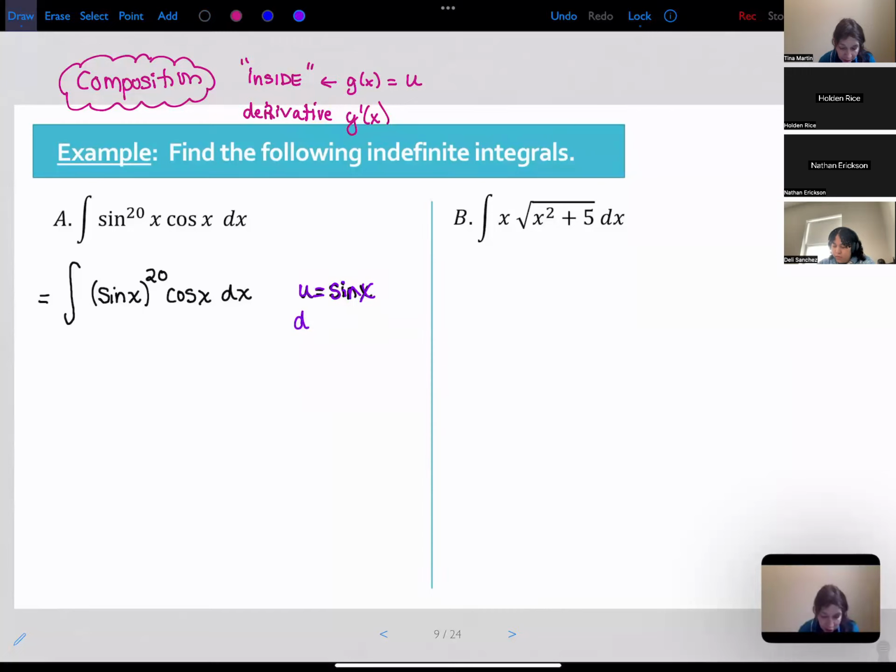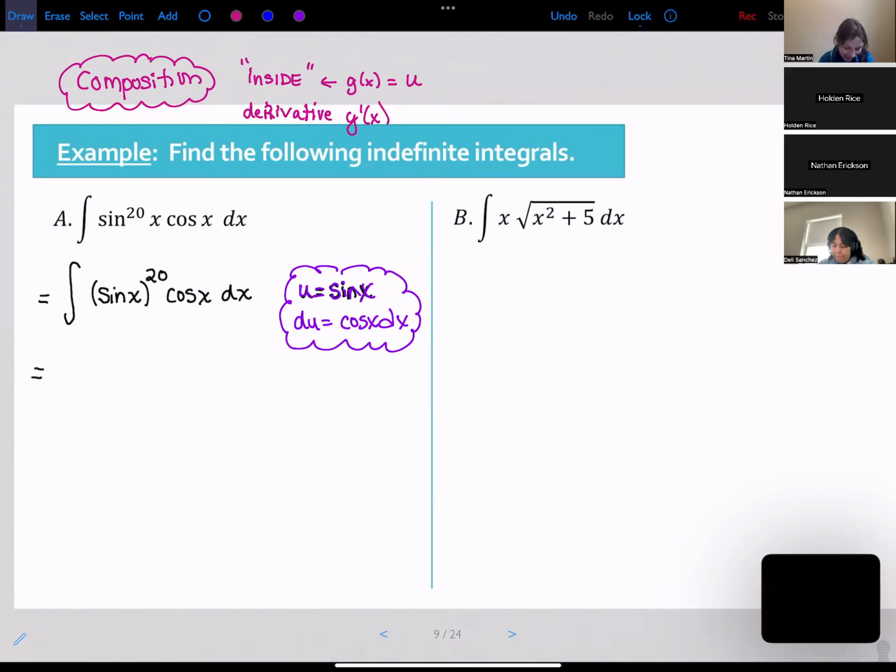You want to go through and tell me what du then is going to be? Du is going to be cosine of x dx. Perfect. Did I not tell you guys you got to memorize these? Got to memorize these sines and cosines, derivatives and tangents and secants. It's a necessity. Okay, good. Do you want to finish this one for me, Nathan?